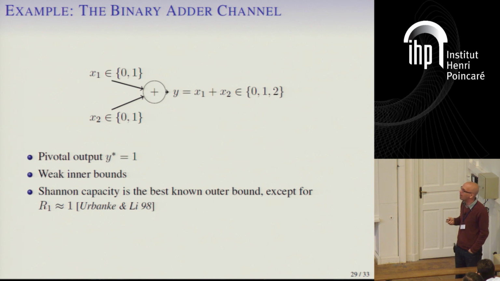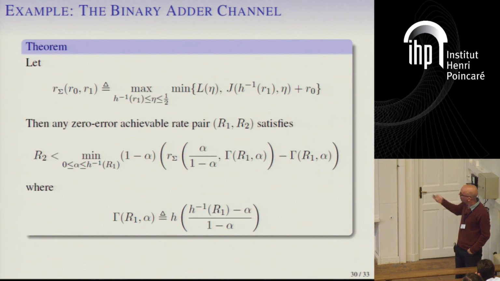For instance, take the binary adder channel, a very simple channel where the inputs are just bits, and the output is the real sum of those bits. So we get outputs 0, 1, 2. We can use this because there is a pivotal output, y star. Y star equals 1 is pivotal because 0 plus 1 and 1 plus 0 both give you 1. As I said, there are many weak inner bounds, and the Shannon capacity is the best known except for this result by Barnkey and Lee around R1 equals 1. If we apply what we just said, we get a theorem that characterizes what our bound gives.